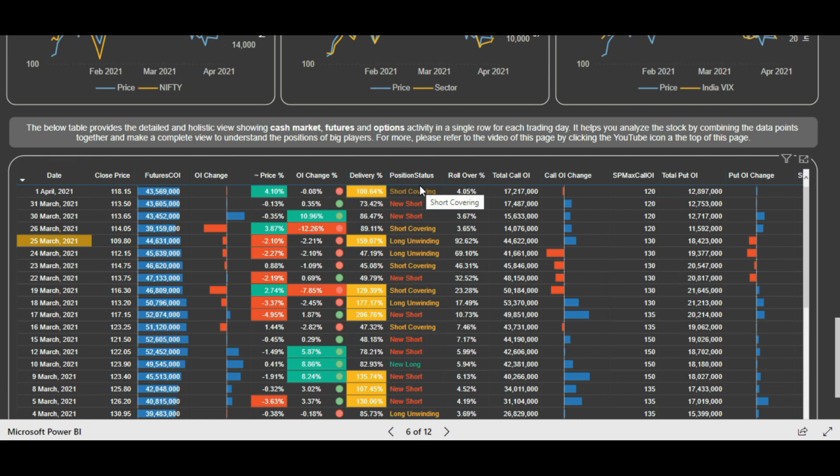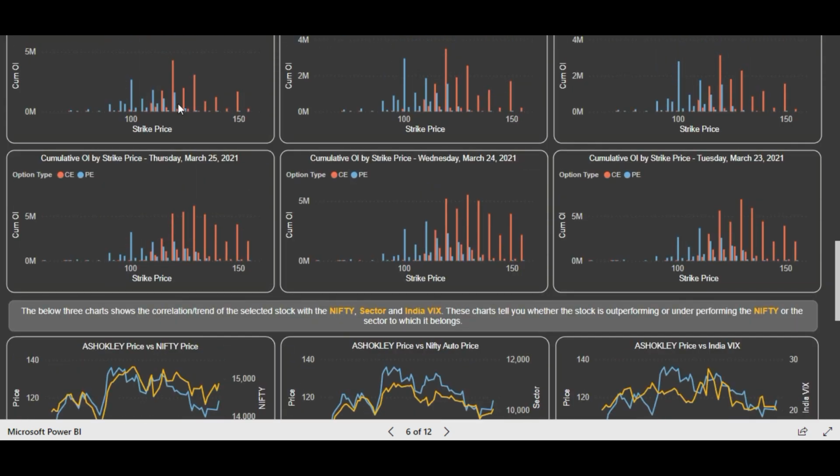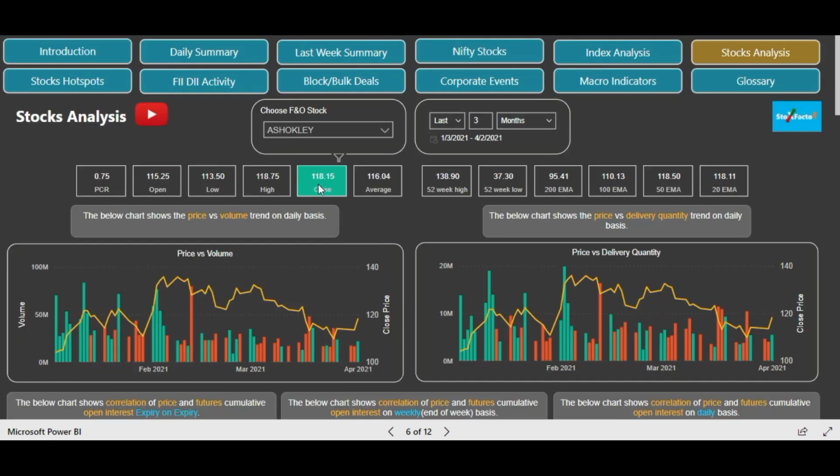So still we need to wait. We need to wait for the futures open interest also to rise. And since the stock is near the resistance level, that is 120, the stock's last close price was 118. So it is very close to the first resistance level.